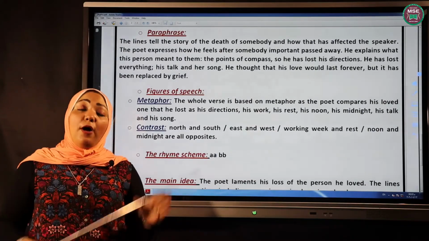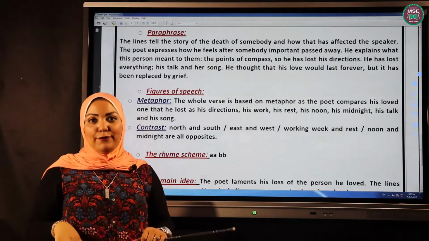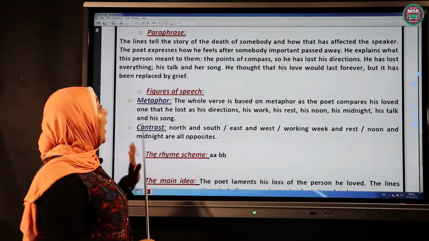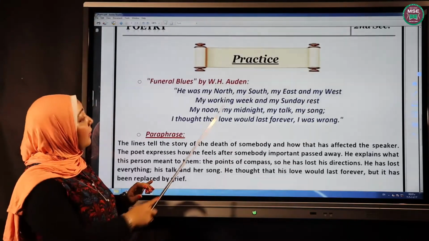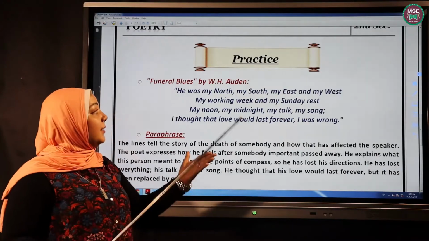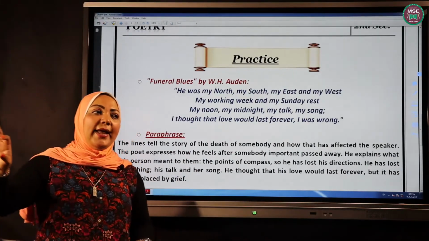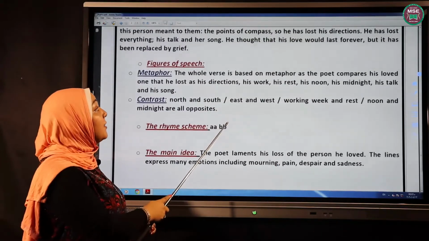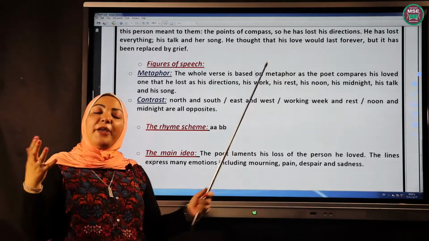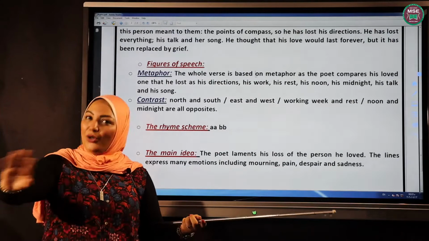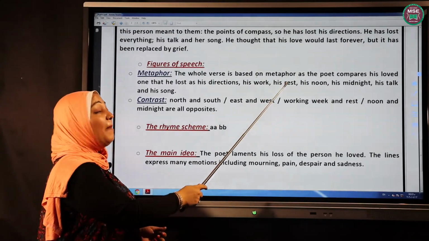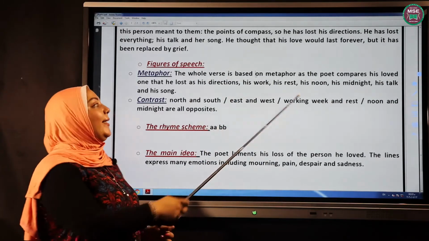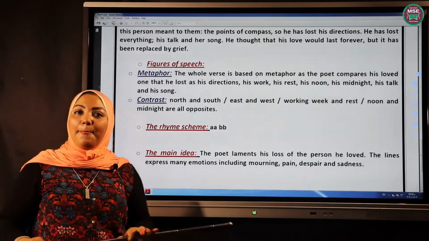Okay. The second step of analyzing any poem is to try to pick out the figures of speech. What are the figures of speech that we have noticed through reading the lines? If you noticed here any kind of metaphor, look here again to the lines. He was my north, my west, my south, my east, and so on. Can you address some person that this is my west, or he is my talk, he is my song? So as you see, the whole stanza is based on metaphor, because you are comparing a person to something without the word as or like or resembles. Okay, so the whole verse is based on metaphor as the poet compares his loved one that he lost as his directions, his work, his rest, his noon, his midnight, his talk, and his song.